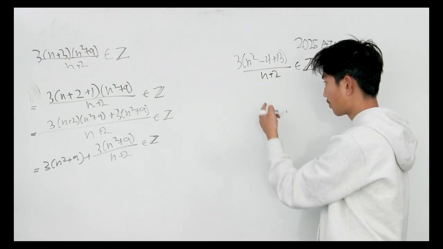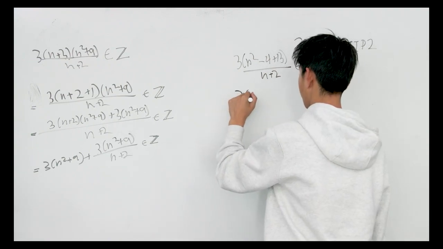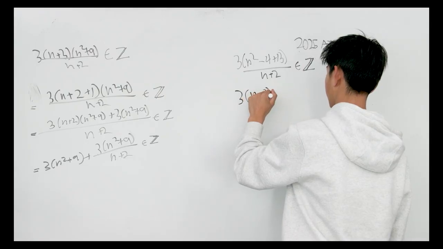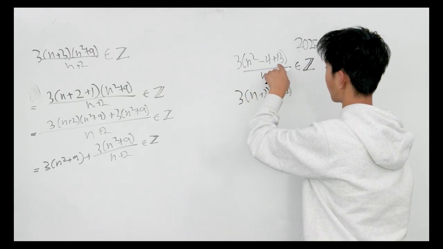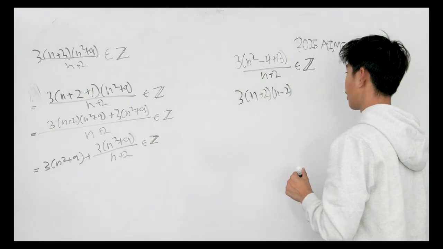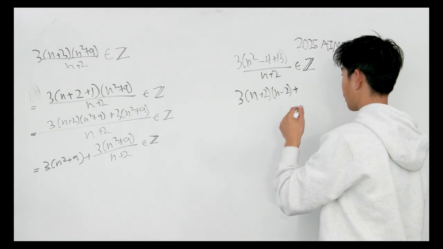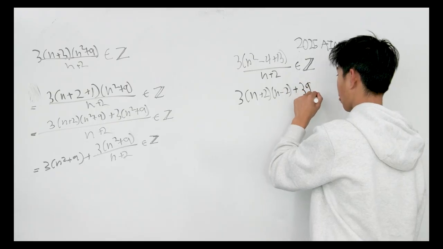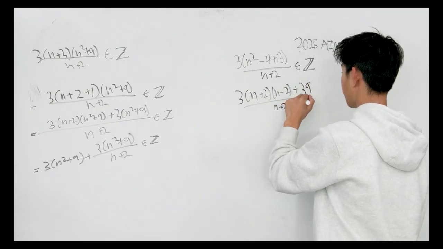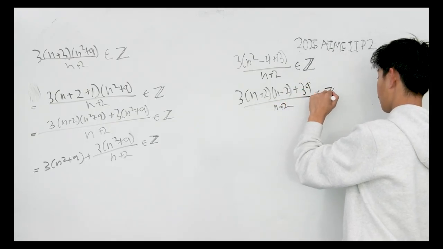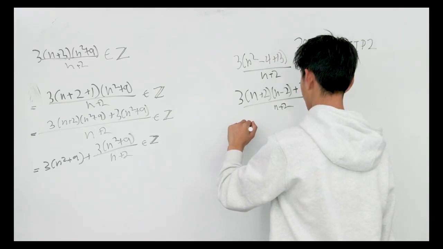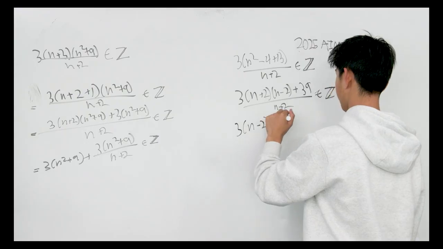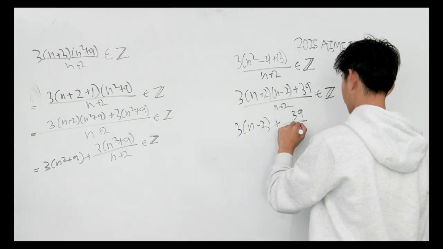Then this right here becomes 3 times n plus 2 and n minus 2 using difference of squares. And then we still have that 13 in the parentheses left over. So we get 13 times 3, or 39, over n plus 2. Once again, the n plus 2 cancels, so we have 3 times n minus 2 plus 39 over n plus 2.